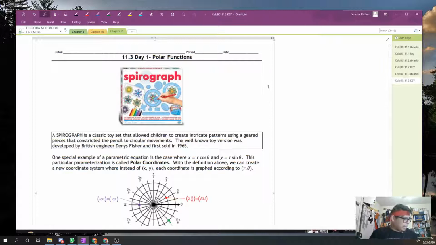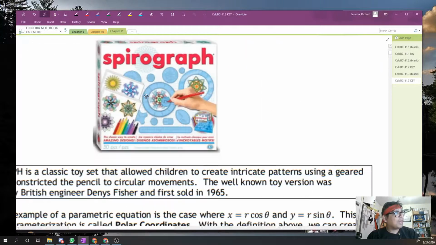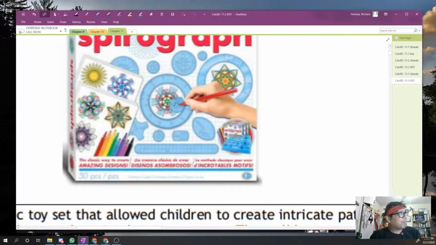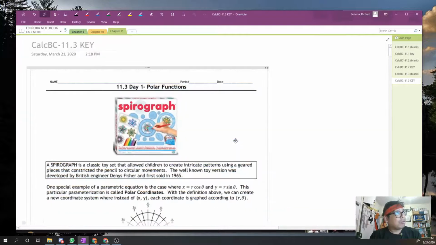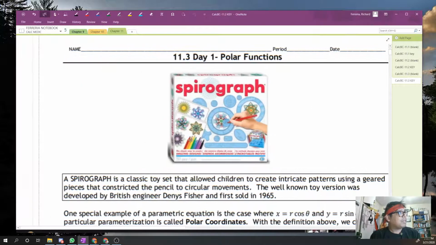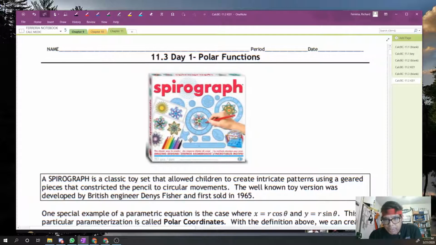Okay, we start off by looking at the spiral graph thing. It's an old toy, admittedly. It was kind of old when I was a kid. But basically, if we can zoom in over here, we can kind of get the idea. You stick your pencil inside of a little gear here, and then you spin it around, and it guides you to make these really neat patterns. And I thought, what better way to start off our section on polar functions than by looking at things that go around and around and make really interesting pieces of art.